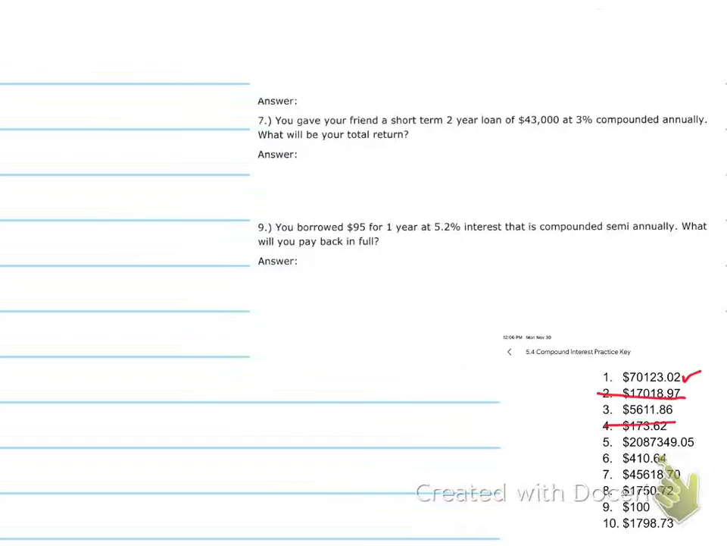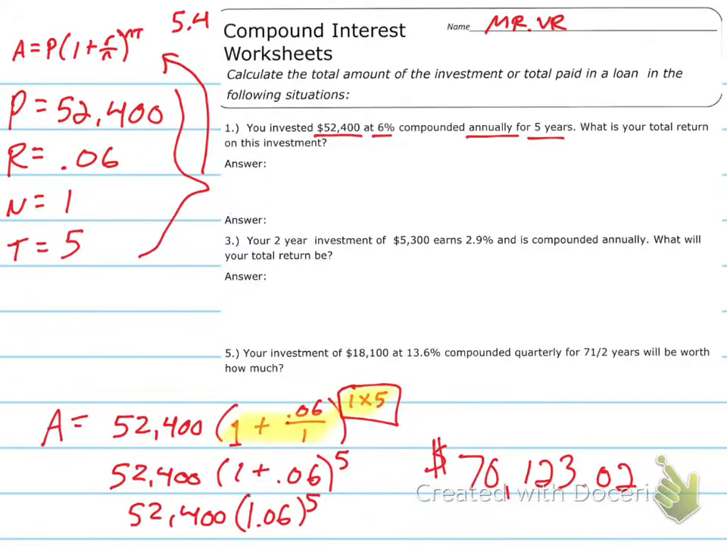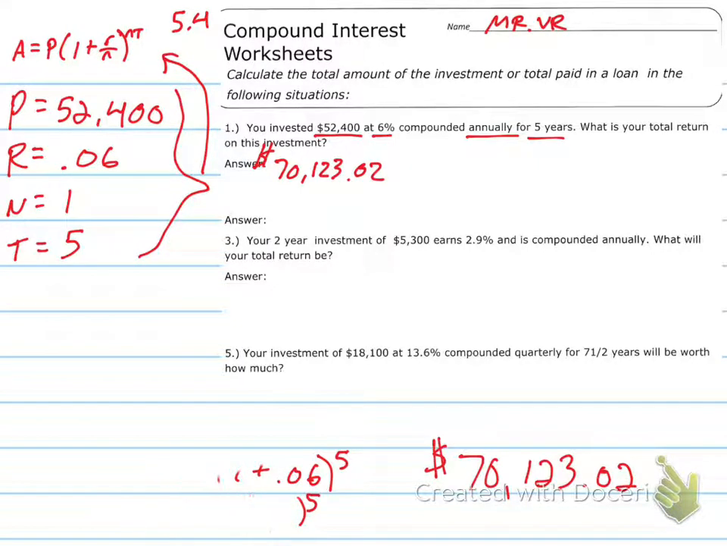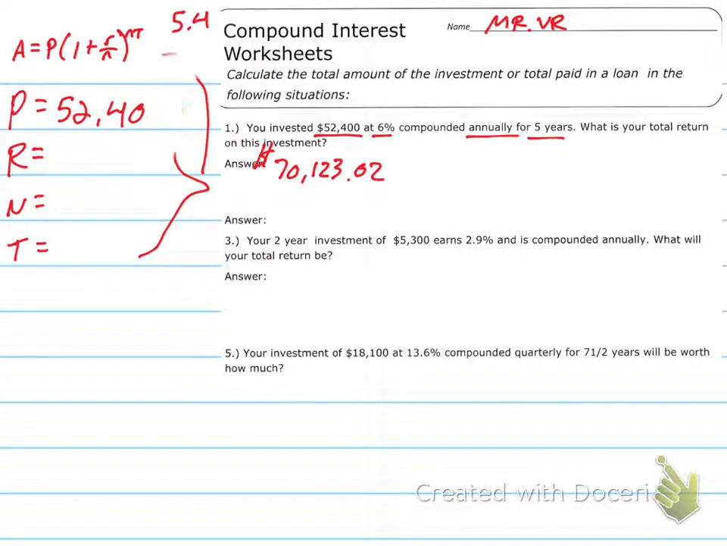And we're not doing the evens. So we got 4 more. All right, so I'm going to erase this work down here. Just make sure you are showing yours. But this first one, the answer is $70,123.02. And then I'm just going to erase these here.